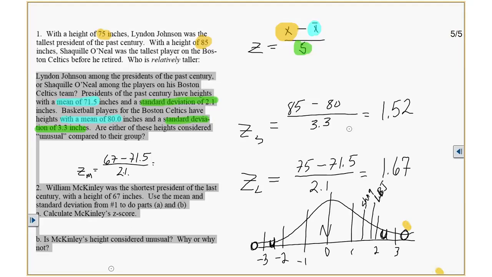Sorry, negative what? So what was he? He was unusual because he was beyond 2. Yeah, because it's outside of 2 standard deviations.